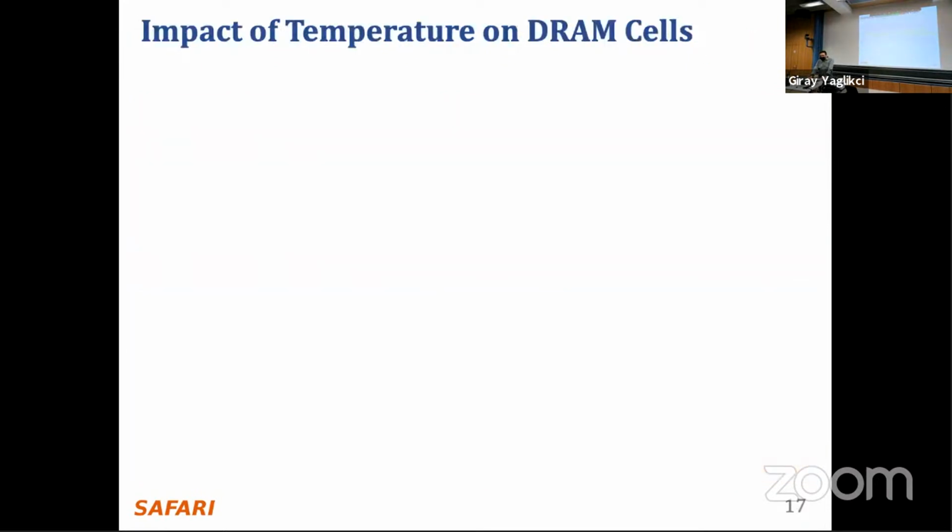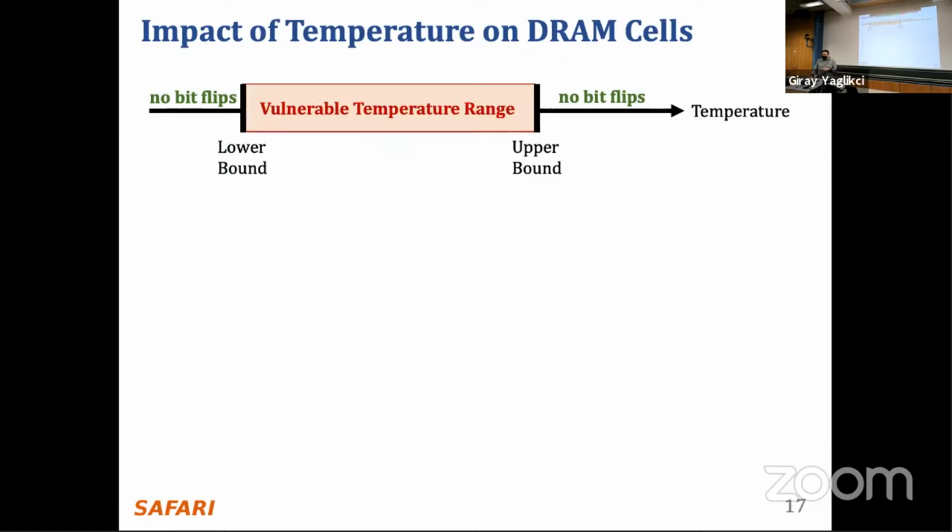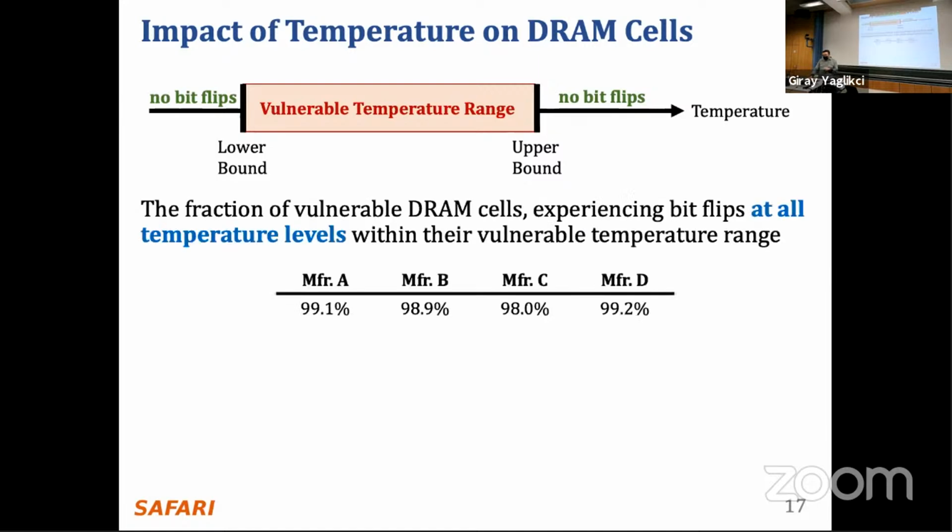And we analyze the temperature levels at which a DRAM cell is vulnerable to RowHammer. Here, we observe that there exists a lower and an upper bound of temperature, and a DRAM cell experiences bit flips only within this bounded range. But we do not observe any bit flips out of this bounded range. And we call this bounded range the vulnerable temperature range.